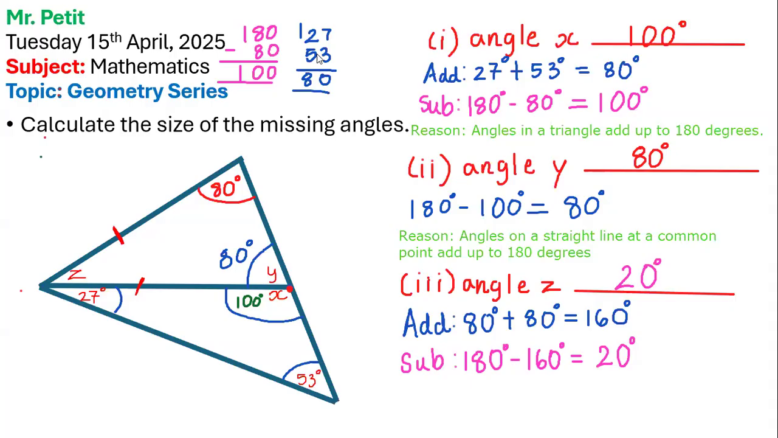You add 80 plus 80 and then you get 160. And then you subtract 180 from 160. You get 20. Okay. Now, why did we subtract them? And why did we add them? Like, what's the reason? Why do we do that?